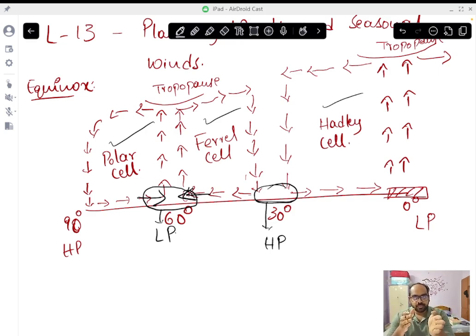Ferrel cell is present between subpolar region and subtropical region. And Hadley cell is present between subtropical region and equatorial region. So the weather activities happen in these cells due to atmospheric circulation of wind. Why is this wind circulating? Due to development of temperatures and pressures. In the equatorial region and polar region, high pressure and low pressure are developed due to temperature. So it is thermally induced.